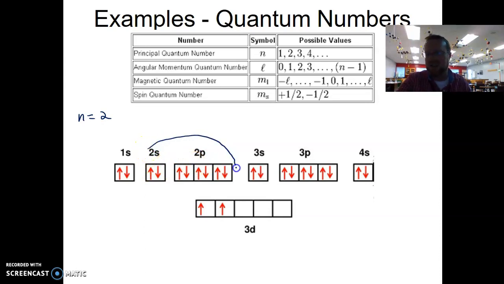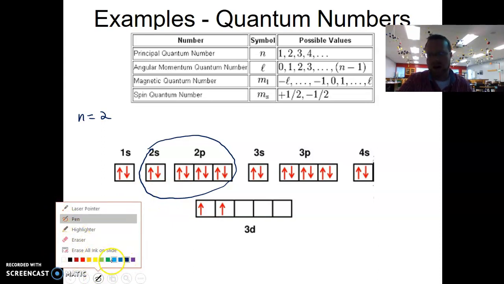So if I only said energy level 2, there are 8 electrons in an electron configuration that could have that quantum number. I can get more specific if I add other quantum numbers. Okay, so let's look at a different scenario.